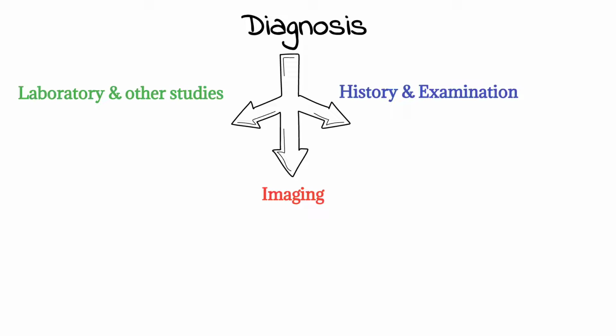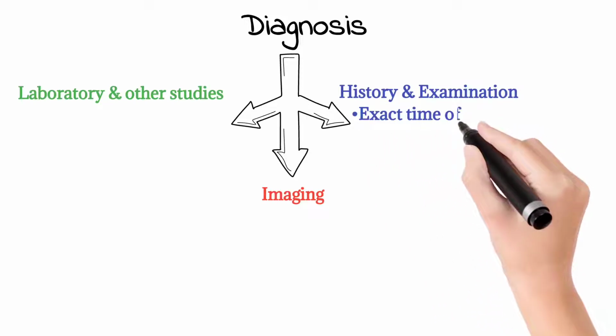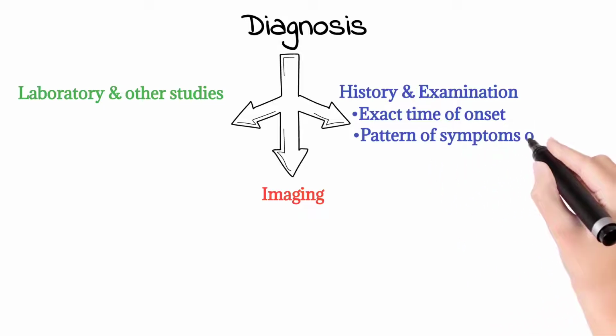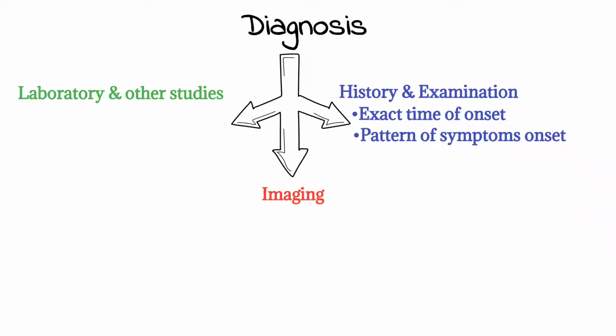Now coming to history and examination, one must know the exact time and pattern of symptom onset. For example, an abrupt onset with worsening symptoms and decreasing level of consciousness is suggestive of cerebral hemorrhage. And if the patient says he experienced the very severe and worst headache of his life, one must think of subarachnoid hemorrhage. This particular type of headache in subarachnoid hemorrhage is also known as thunderclap headache, as it reaches maximum intensity within seconds to minutes.